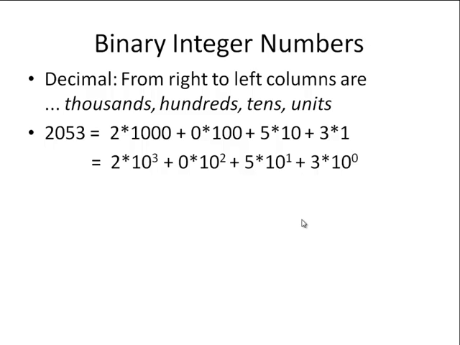That can also be written as 3 times 10 to the power of 0. So 10 to the power of 0 is 1. Any positive integer to the power of 0 is going to give us 1. 10 to the power of 1 just means 10. 10 to the power of 2 is 10 squared, and that's 100. And 10 to the power of 3 is 10 times 10 times 10, which is 1,000. So if we had another column there, that would be 10 to the power of 4, which would be 10 times 10 times 10 times 10, which is 10,000. So this number 2053 is equal to 2 times 10 to the power of 3 plus 0 times 10 squared plus 5 times 10 plus 3 times 10 to the power of 0.